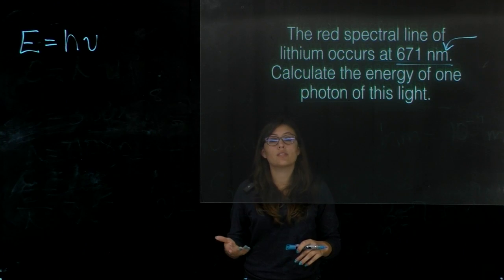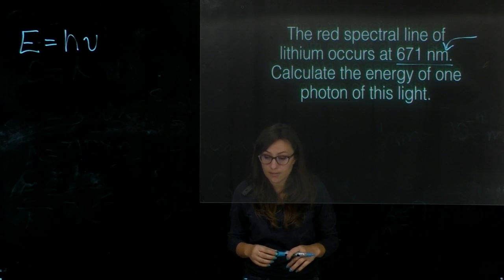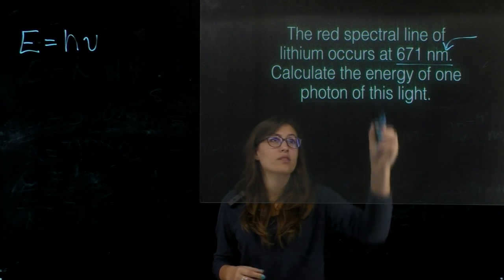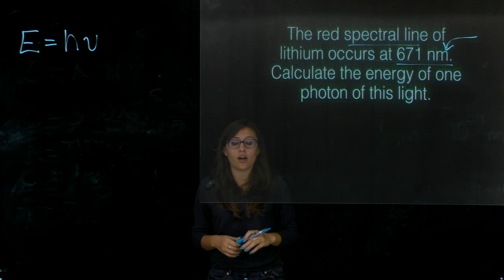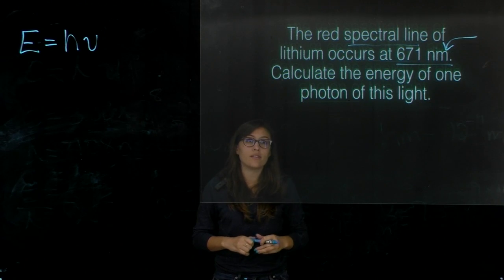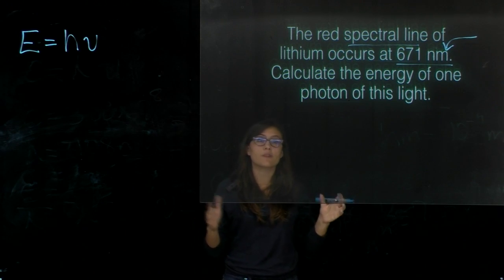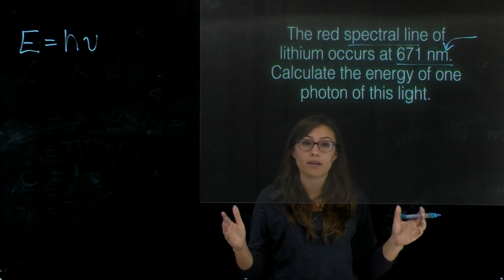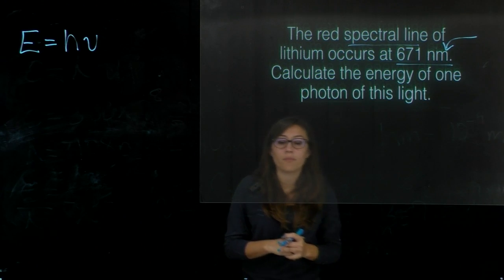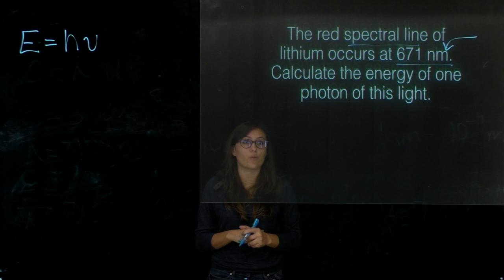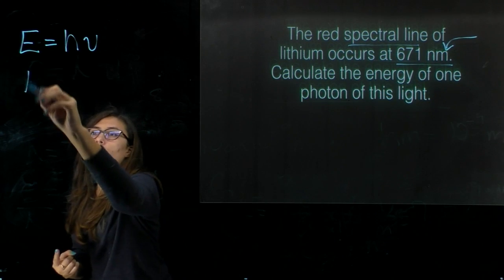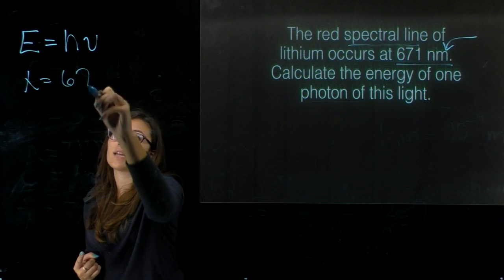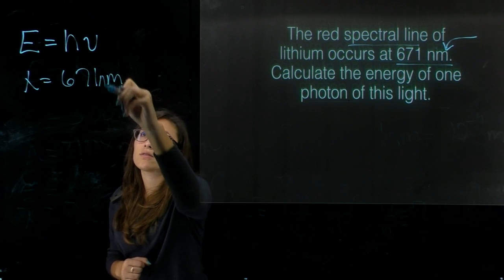Frequencies are always in units of 1 per second. And they're also telling us this is the spectral line, as we've learned earlier in the semester, the different spectral lines or the different emission spectrums you can have for specific types of elements. So once we note that we have wavelength, they give us wavelength is equal to 671 nanometers.